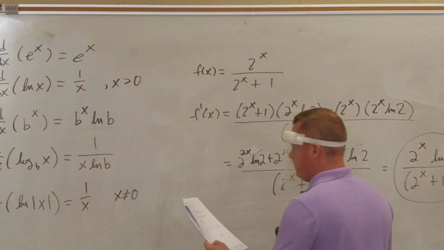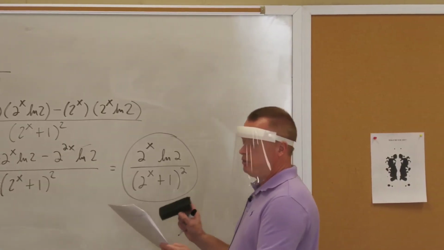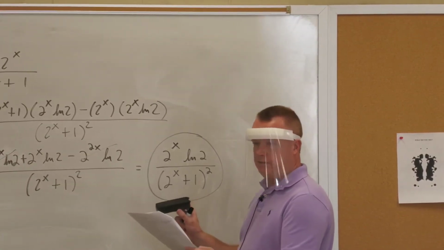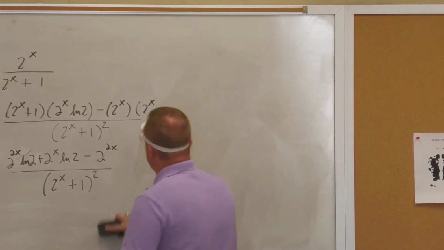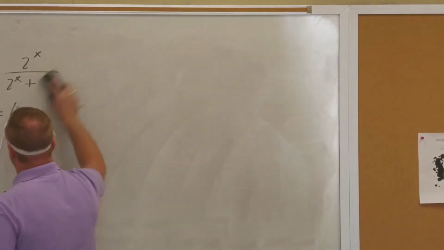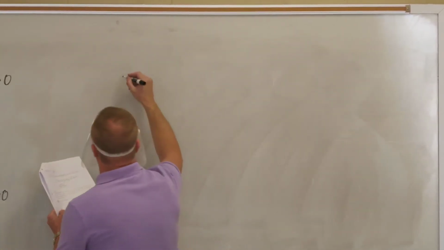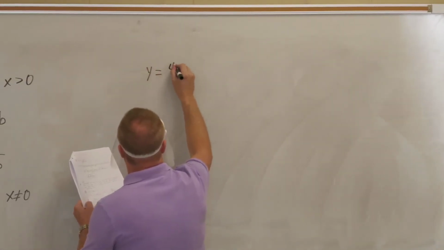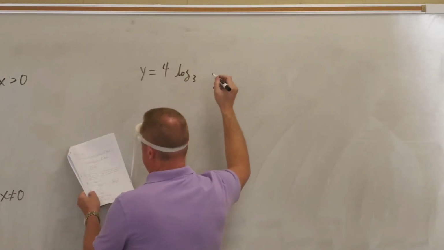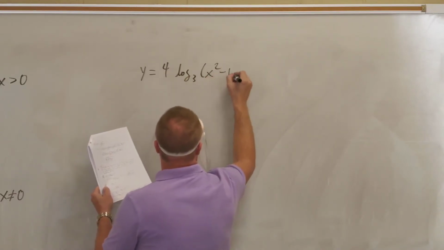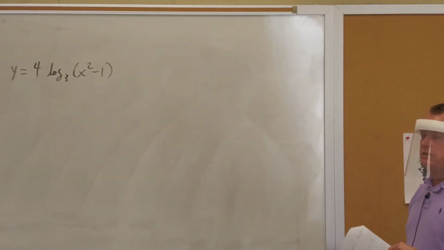Calculate the derivative of the following functions. In some cases it is useful to use the logarithms to simplify the functions before computing the derivative. Okay, so these are just some that have a log with a different base besides e, so not a natural log. So let's say we've got y equals 4 log base 3 of x squared minus 1. Okay.